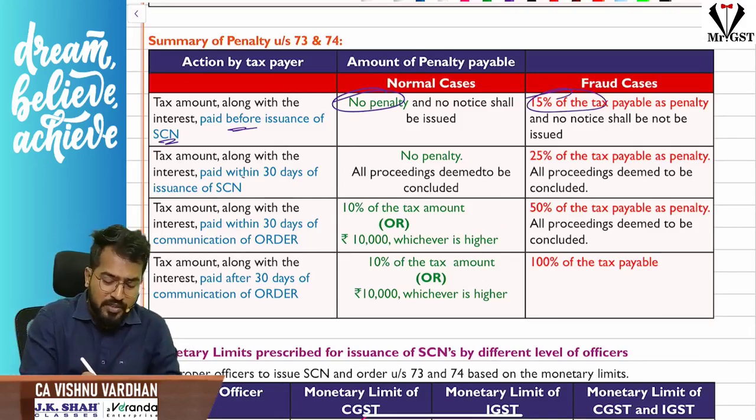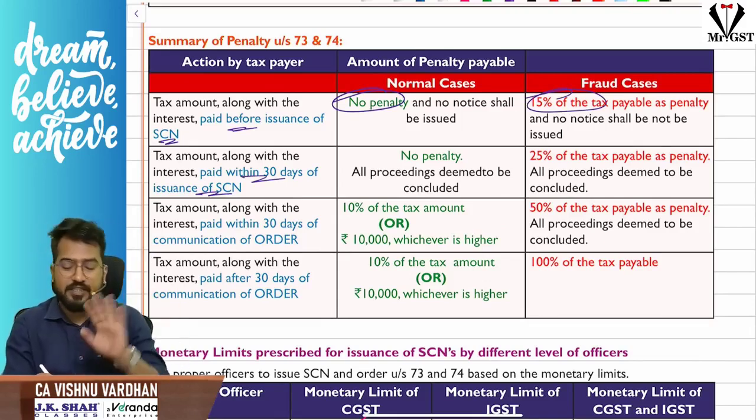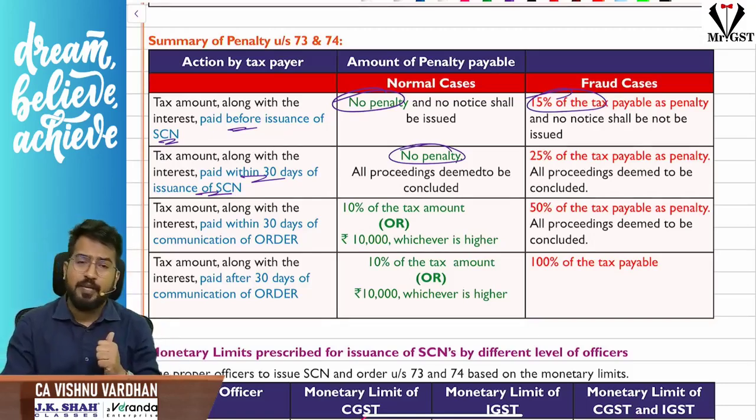Sir, notice is issued and within 30 days I am making the payment. In section 73, again no penalty. That means in section 73, before the show cause notice you can make payment, or within 30 days from the show cause notice also you can make payment, no penalty, you can escape.